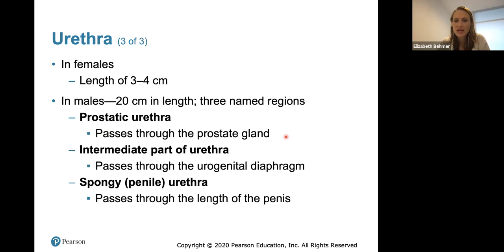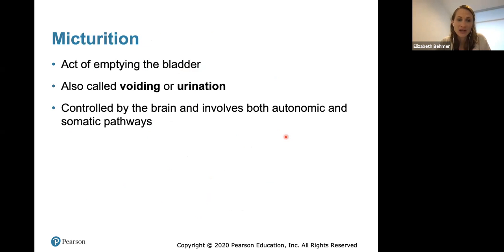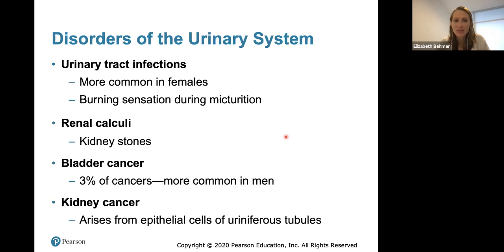In males, we have 3 named regions to the urethra: the prostatic, the intermediate, and spongy, depending on what part of the body it passes through. We have the micturition reflex, which is an involuntary reflex emptying of the bladder, which relaxes that first sphincter. But then again, the external urethral sphincter is what you control to actually expel the urine from the bladder. Micturition is the act of emptying the bladder, also called voiding or urination. It's controlled by the brain and involves autonomic and somatic pathways.